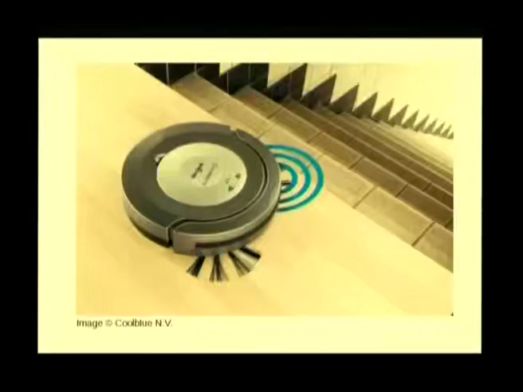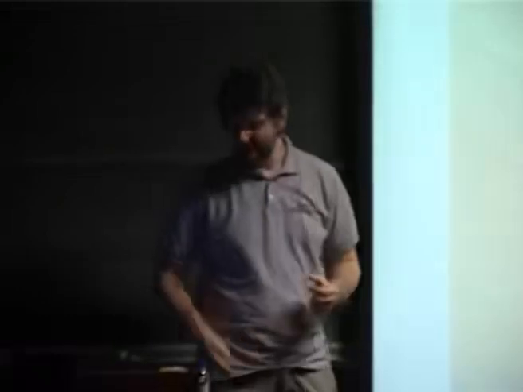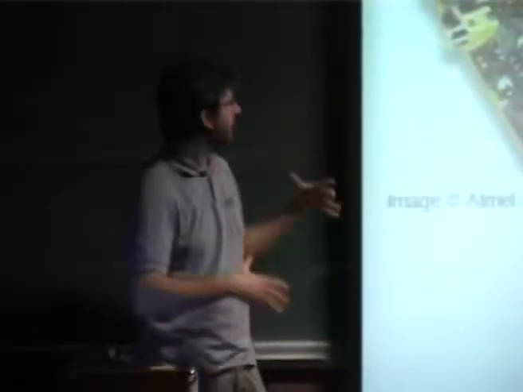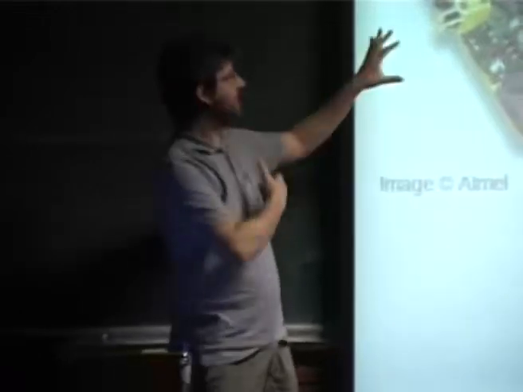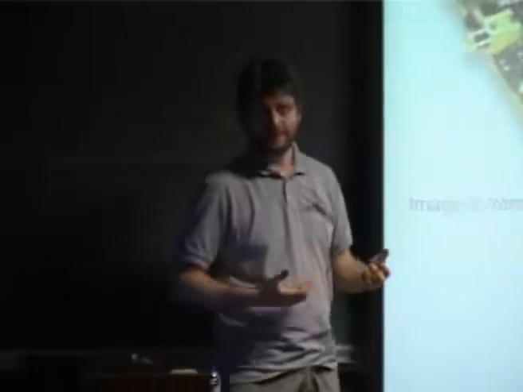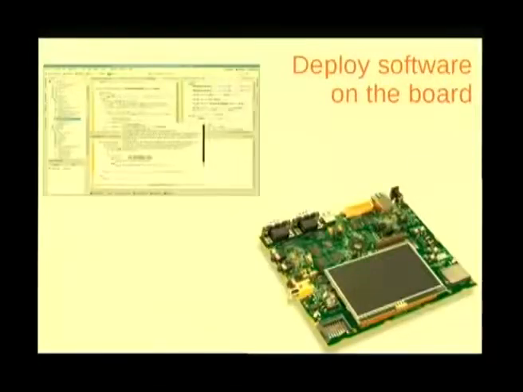Sometimes we want to design some nice, nifty system like this independent vacuum cleaner robot. But to do that, we have to first develop the system on a development board and develop software on it, of course, application software. So the question is, how do we get our application software on that development board and on the final board?